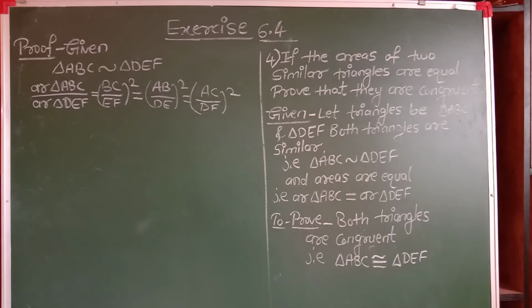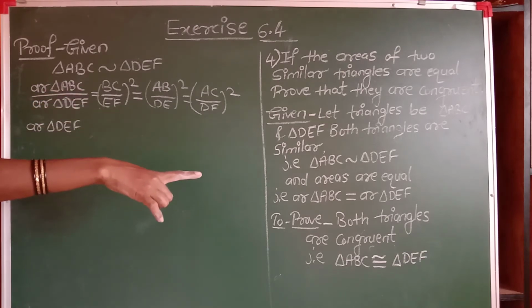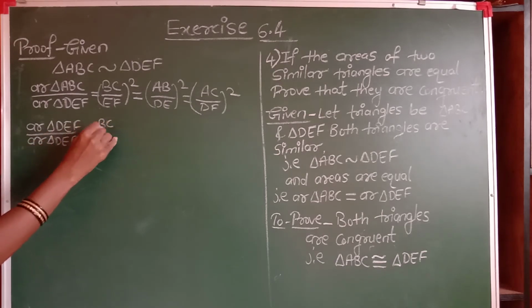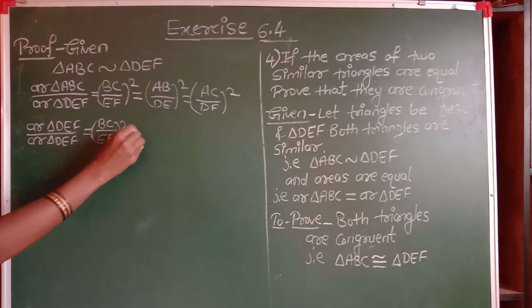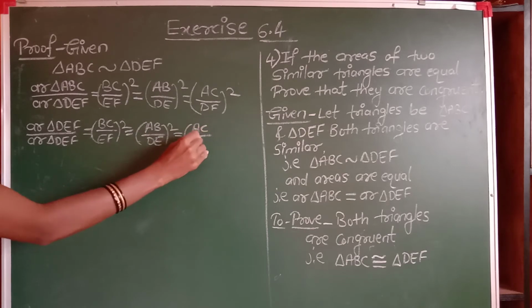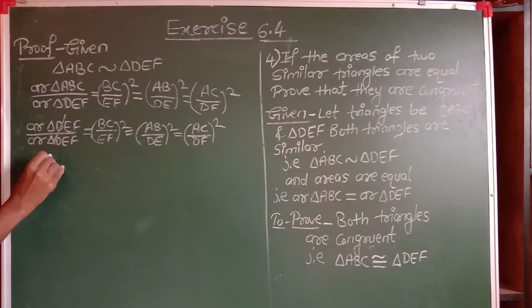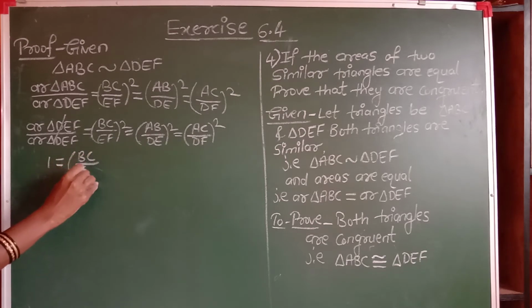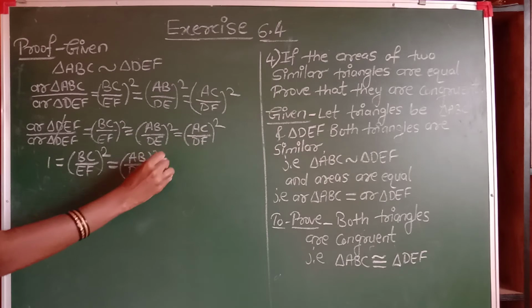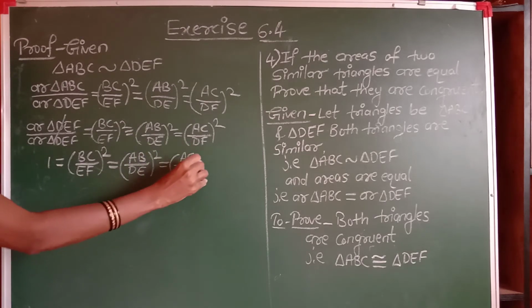Given that area of triangle ABC is equal to area of triangle DEF, so area of triangle ABC divided by area of triangle DEF is equal to BC by EF whole square, equal to AB by DE whole square, equal to AC by DF whole square. The left side cancels, which means 1 is equal to BC by EF whole square, equal to AB by DE whole square, equal to AC by DF whole square.